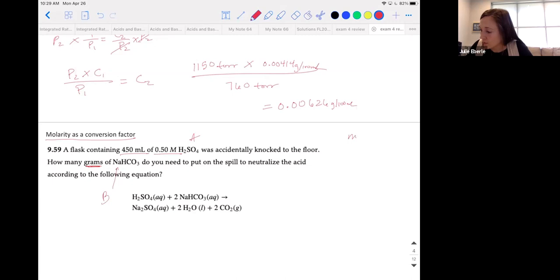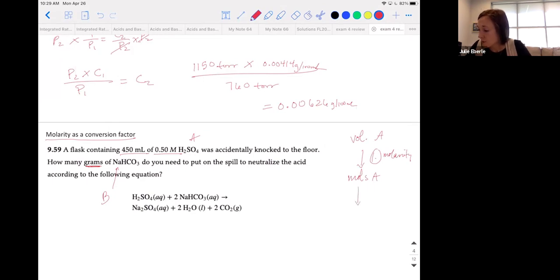So we're going to start with the volume. That's not how you spell volume. Volume of substance A, which is the 450 milliliters. We're going to start there, and we're going to convert to moles of substance A. So step number 1 is we're going to plug in the molarity, and we're going to convert from volume to moles, because that's what molarity is. It's moles per liter. We can convert between moles and volume using molarity.